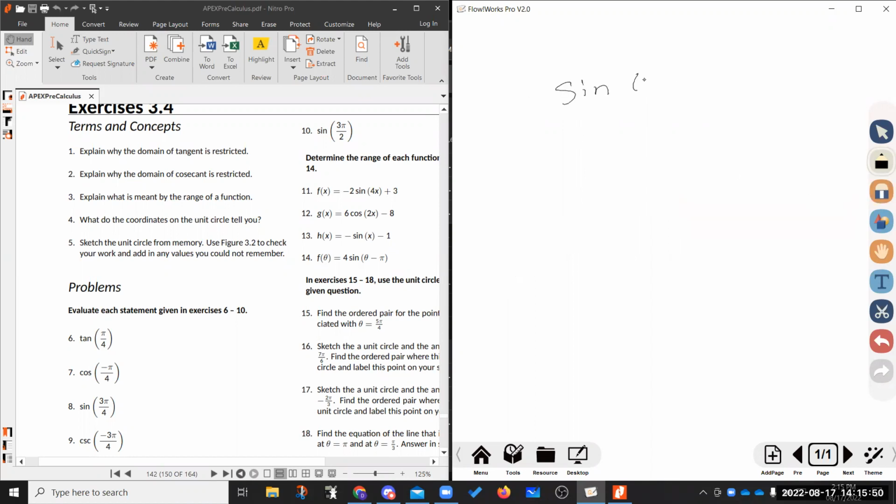Sine of 3 pi over 2, that can't be formed as a triangle because it's a quadrantal angle right there. So I'm just going to look at the unit circle to tell me my cosine is 0, my sine is 1. Sorry, my sine is negative 1 because I'm below the x-axis. There we go. Cosine is 0, sine is negative 1.